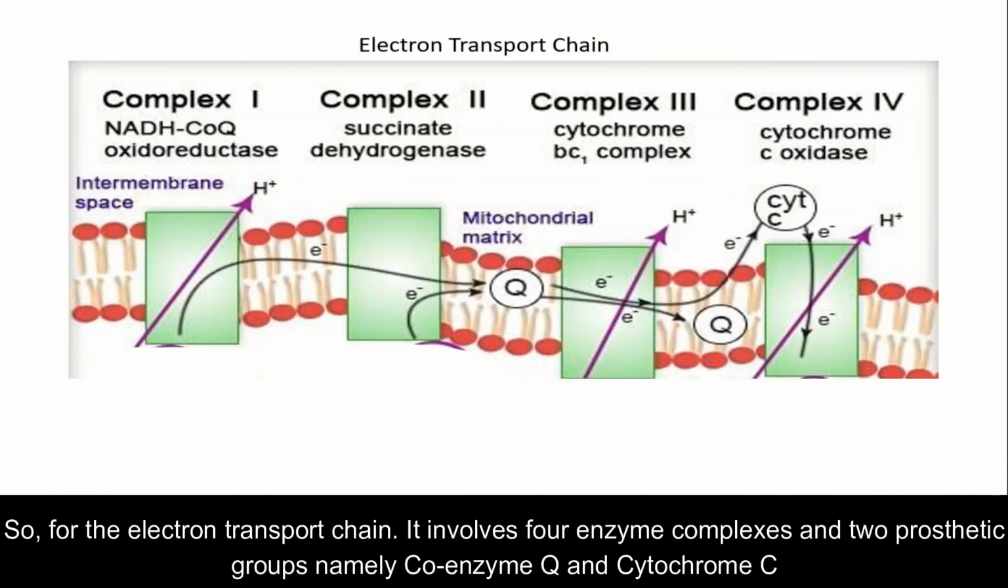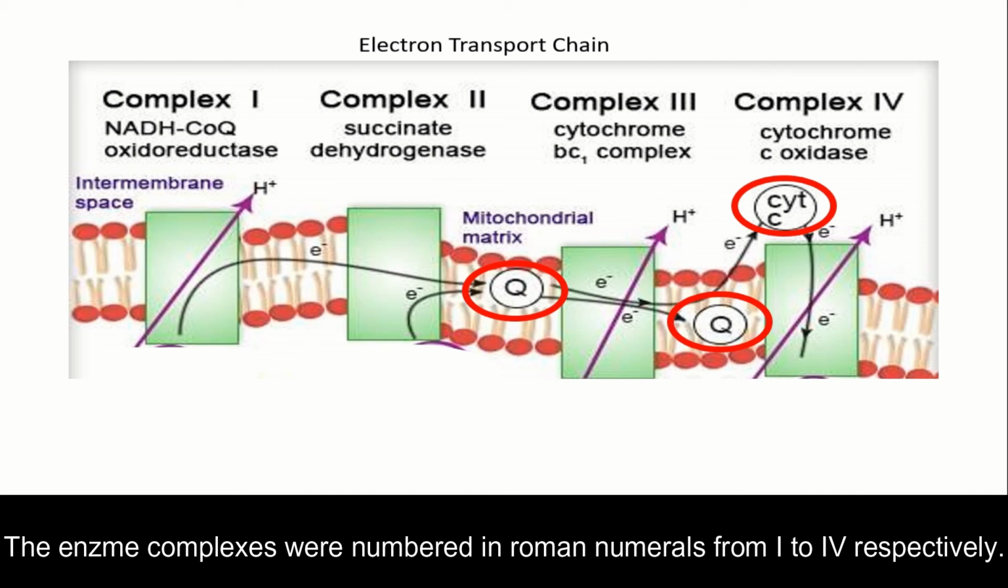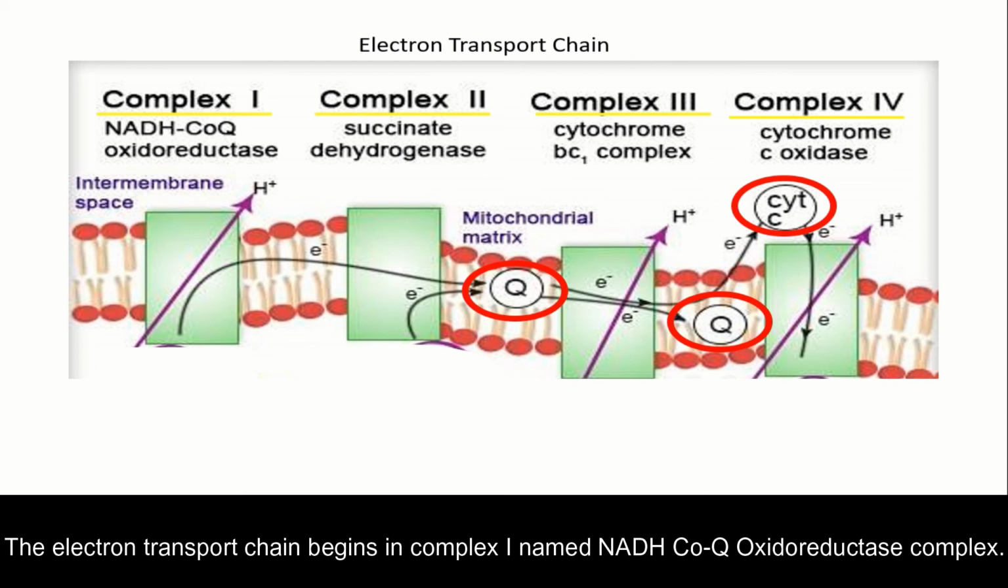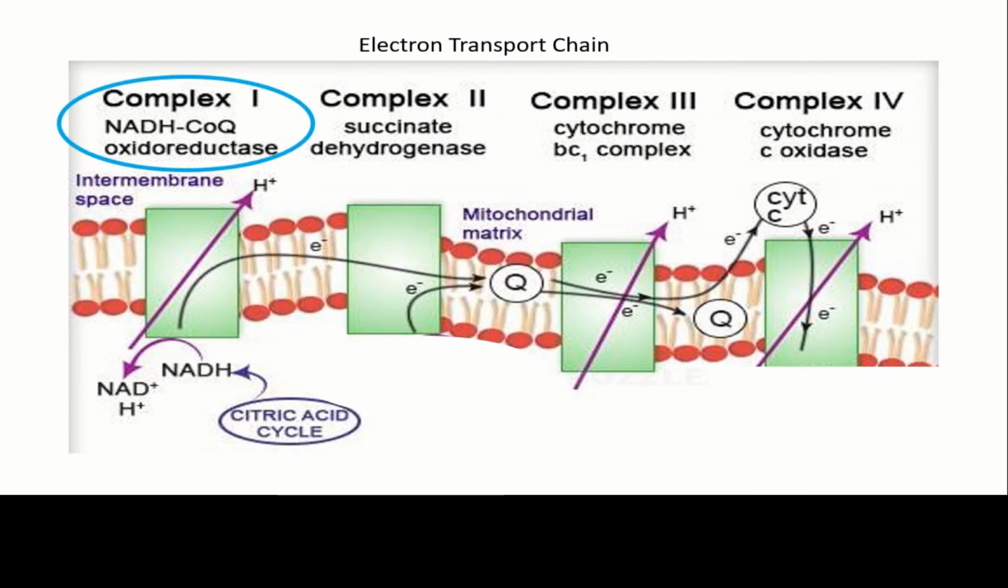So, the electron transport chain involves 4 enzyme complexes and 2 prosthetic groups, namely coenzyme Q and cytochrome C, that are responsible for the chain of electrons. The enzyme complexes are numbered in Roman numerals from 1 to 4 respectively. The ETC begins in complex 1, named NADH CoQ oxidoreductase complex.